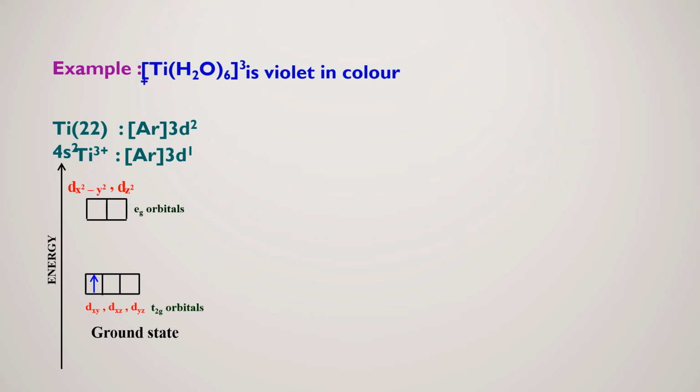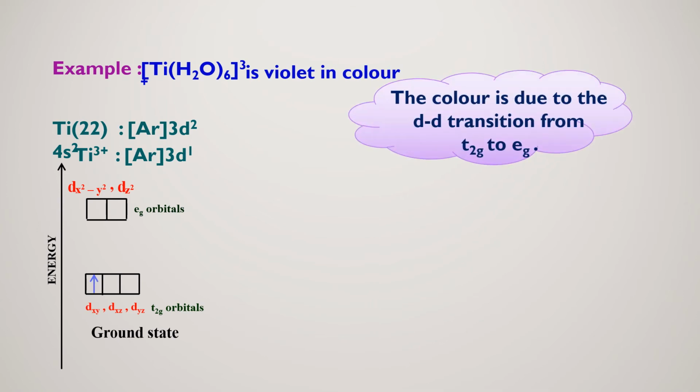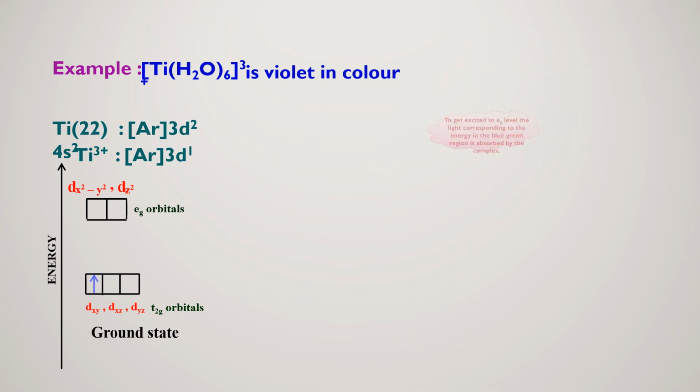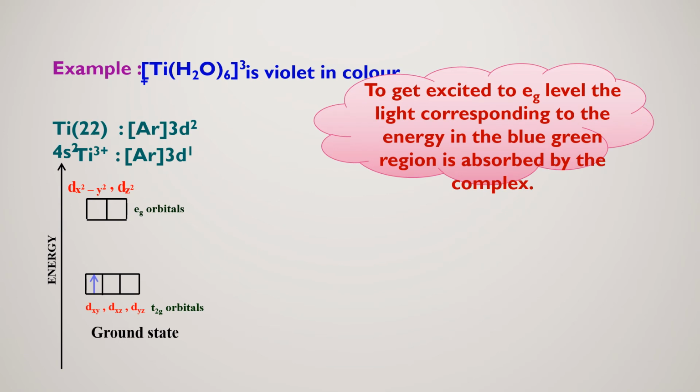Now, when a certain wavelength of light in the visible region is absorbed, the electron gets excited to eg. Whatever electron is present in t2g will move to the higher energy eg orbital. To get excited to the eg level, light corresponding to the energy in the blue-green region is absorbed by the complex. So if blue-green is absorbed, the exact complementary color of blue-green is violet. The compound color is violet.